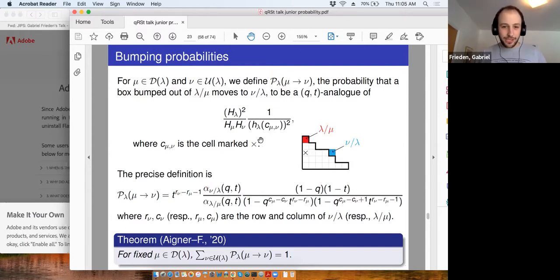But I would very much like to understand, either combinatorially or by some probabilistic mechanism, like some sort of hook walk maybe, where these things come from. Why are they probabilities? I have no idea. One thing that would be really cool, although this might be too much to hope for, is some sort of generalization of the hook walk that takes into account this square mu and ends up in the square nu with exactly this probability. I don't know.